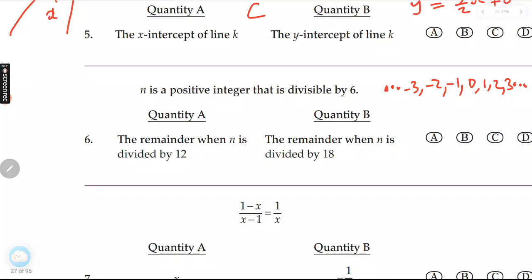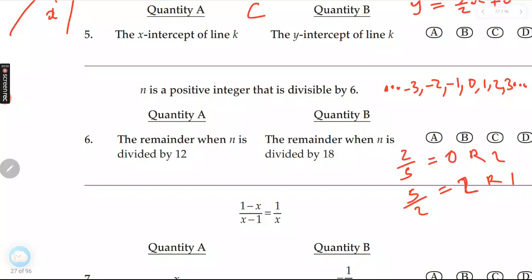So here, the positive integers start from 1. The next thing is the remainder. 2 divided by 5 is 0, remainder 2. But 5 divided by 2 is 2, remainder 1.